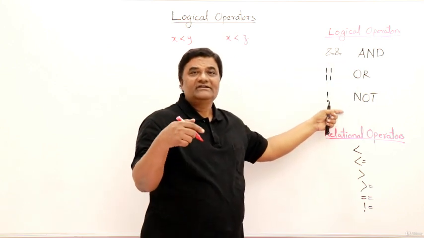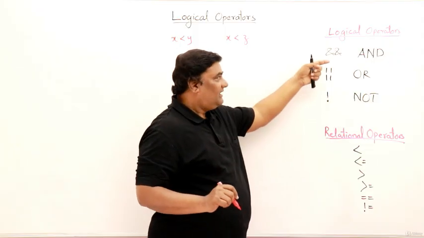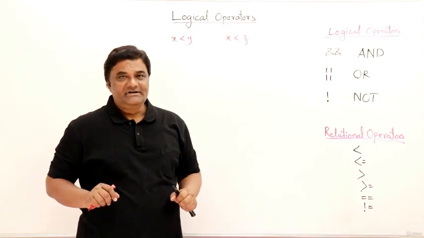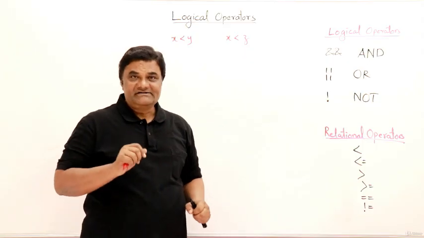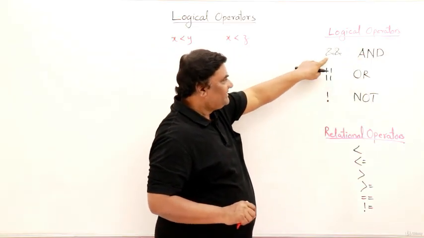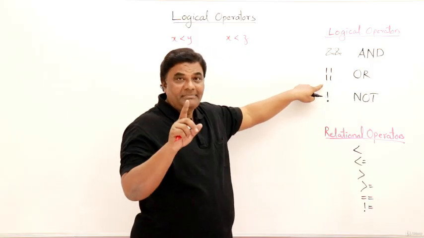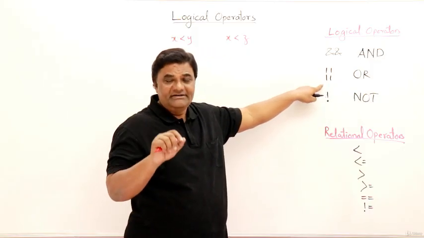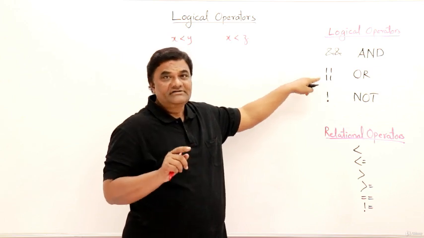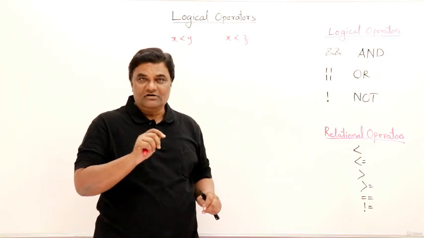The logical operators are and, or, and not. Not is used for negating a statement, meaning if it is true, it will become false or vice versa. And and or are used for making a compound conditional statement. In C++, the symbol for and is double ampersand, and for or it is double pipe. You will find it on the keyboard somewhere near the enter key, holding shift. So these are the operators for and, or.